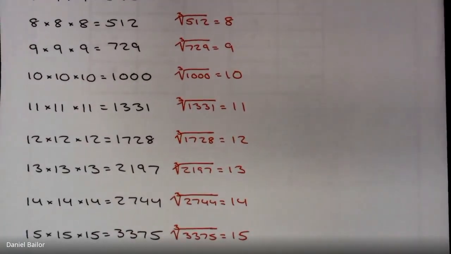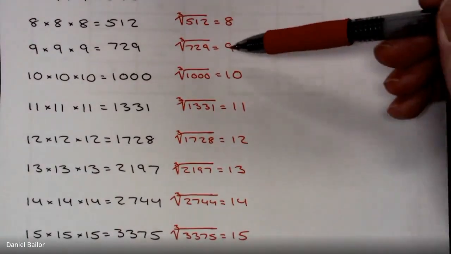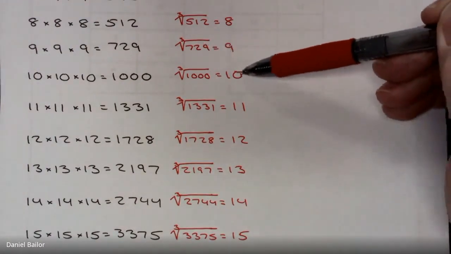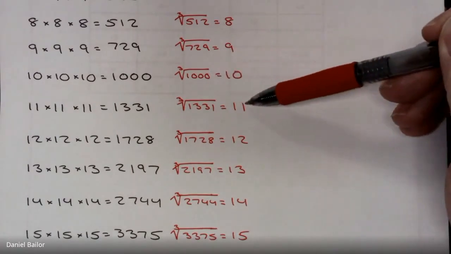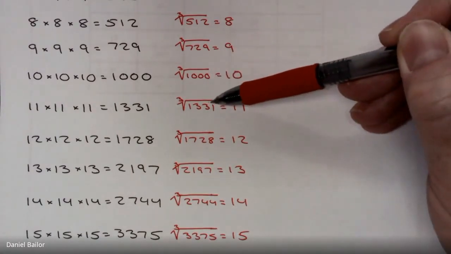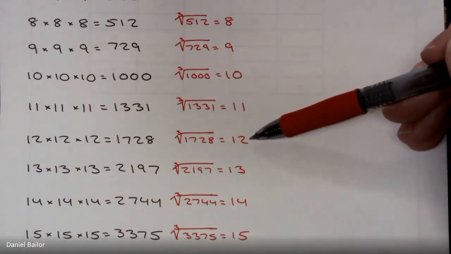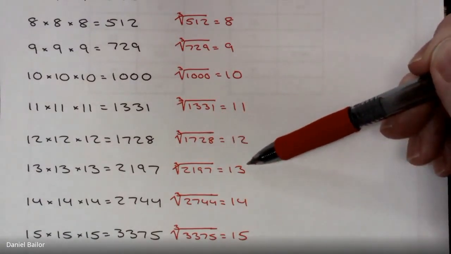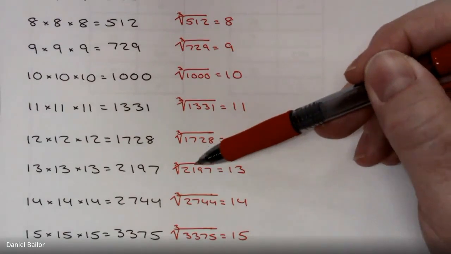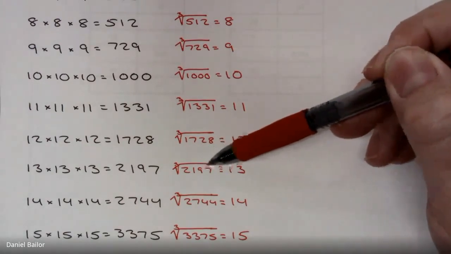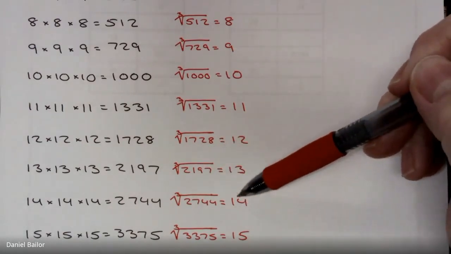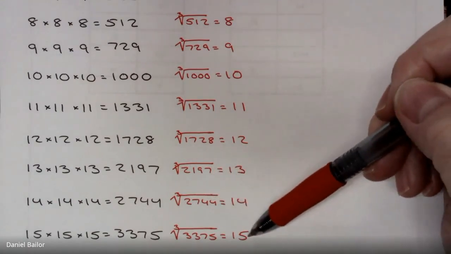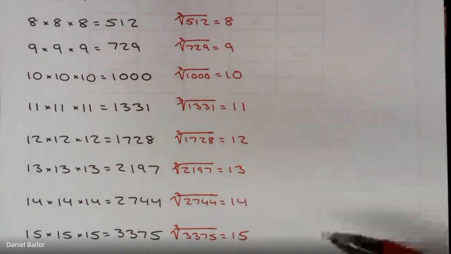Here we go. Cube root of 729 is 9. 10 is the cube root of 1,000. 11 is the cube root of 1,331. 12 is the cube root of 1,728. 13 is the cube root of 2,197. You can see how fast it's growing. 14 is the cube root of 2,744. And 15 is the cube root of 3,375.